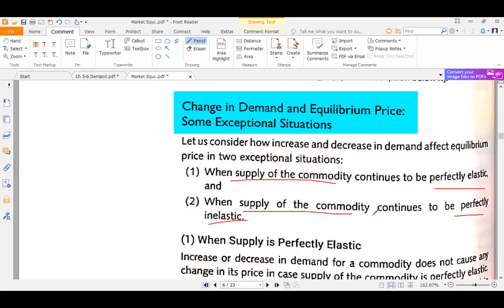Perfectly elastic supply means at a certain price, you are able to sell an unlimited quantity, but due to a slight change in the price, your supply turns to be zero.